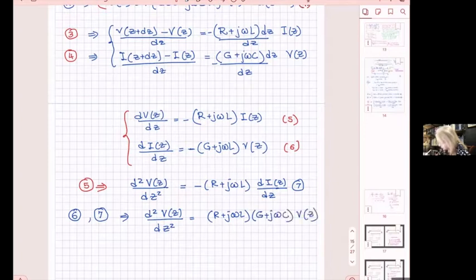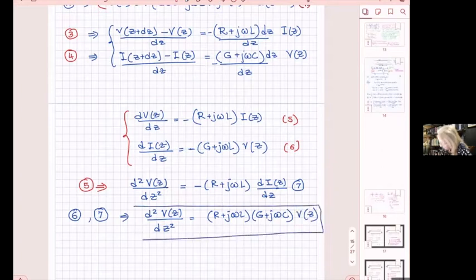The equations that I have here are important. So this set, and this one. The first set are called the telegrapher's equations.